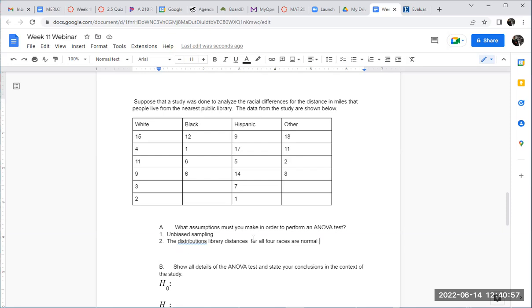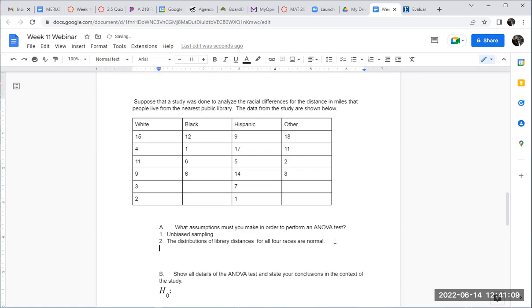So again, it can get a little complicated. Okay, so we need to assume the standard deviations are all equal. Okay, so note, by the way, unbiased sampling, we have no idea if that happened or not, based on, you know, reading what's said.